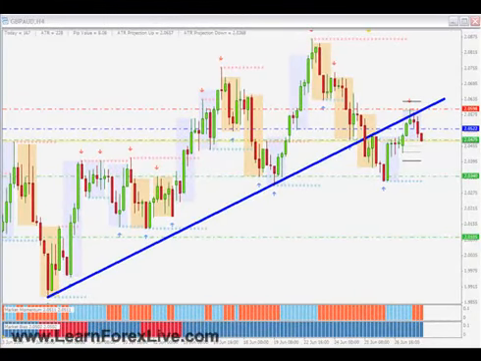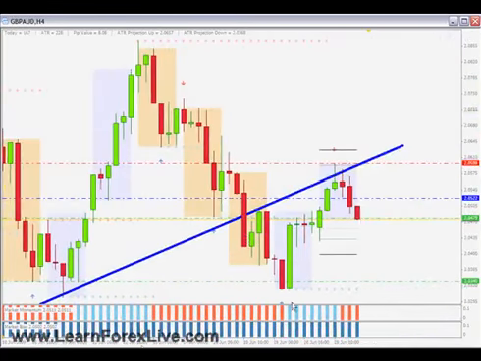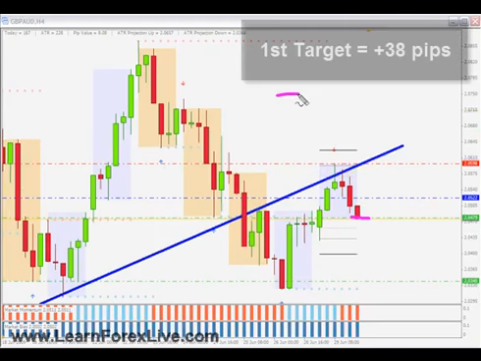Hello folks, Hector here. Just a quick update. It actually hasn't been that long since the first update, but anyway, as you can see, my first target has been hit for plus 38 pips in profit.